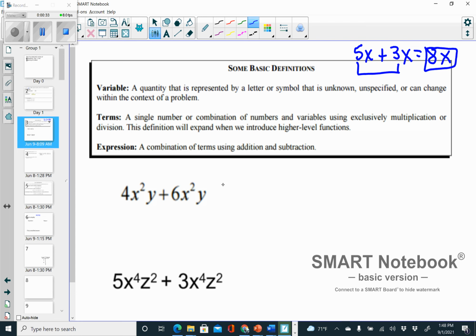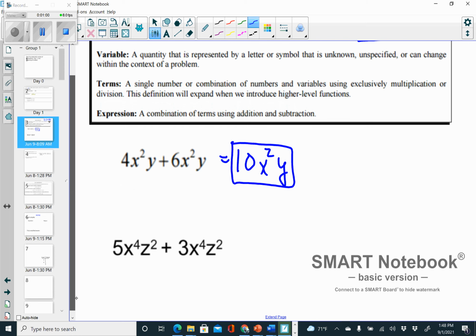We're going to do the same thing with these two problems right here. We have 4x squared y plus 6x squared y. First thing we want to check is whether our terms are like. They are like terms because they both have x squared y. So 4 plus 6 is equal to 10, and you bring the x squared y along for the ride. So 10x squared y is going to be your final answer.